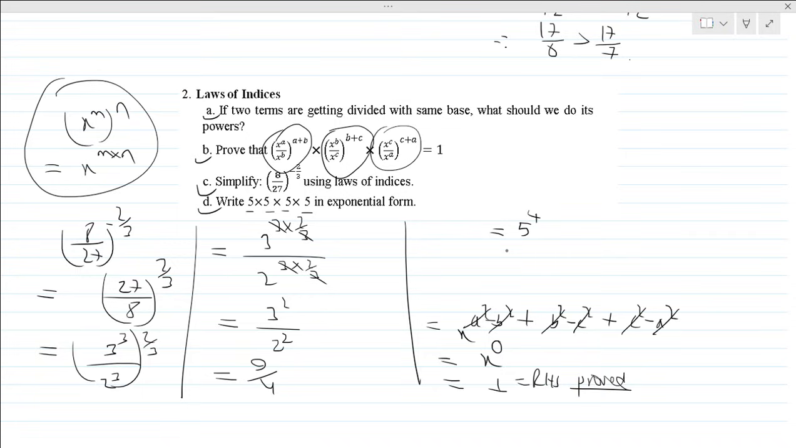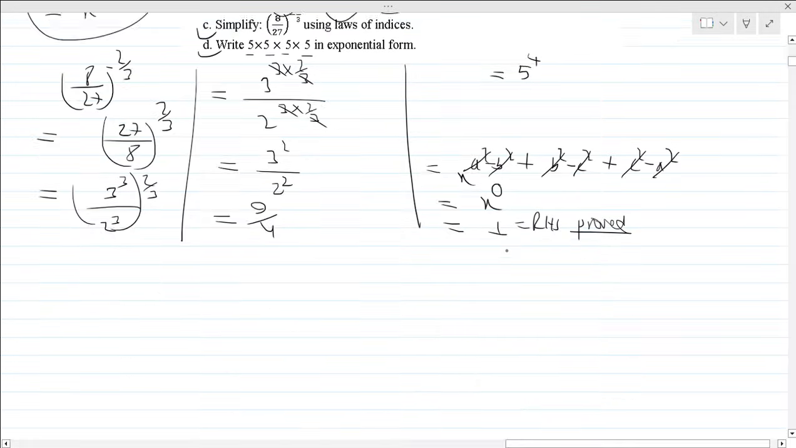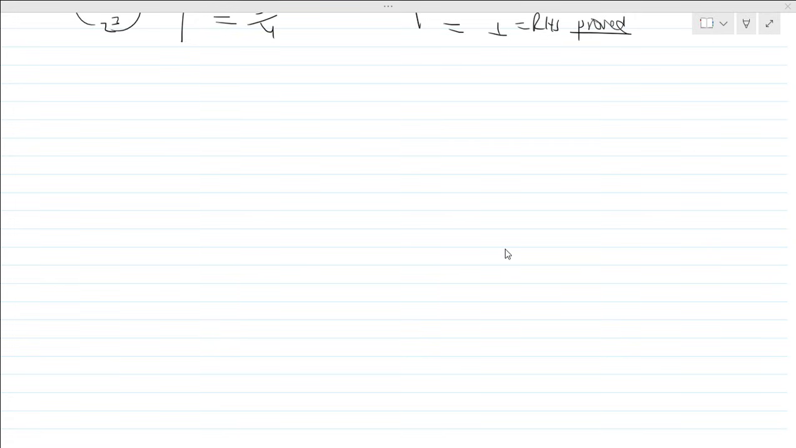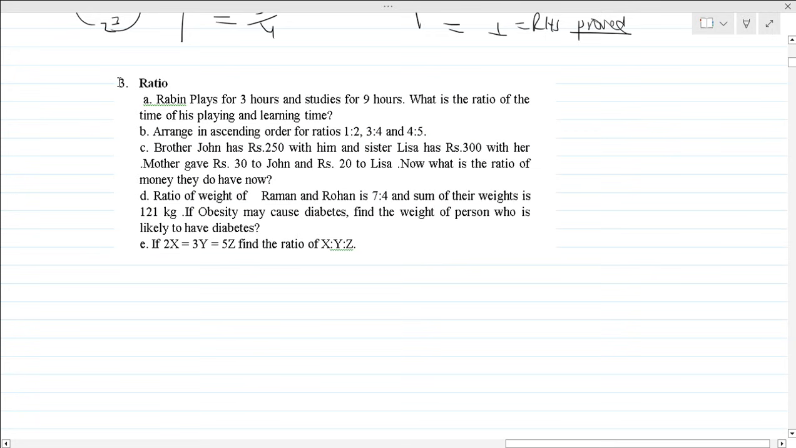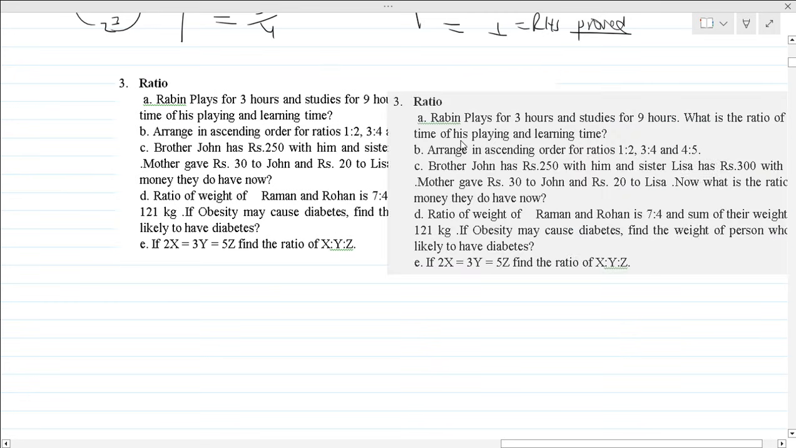So I may declare number 2 done, and now I go with number 3. Okay, so in number 3 we have some questions, and I'm taking them from the topic ratio. Let's see what we have here.